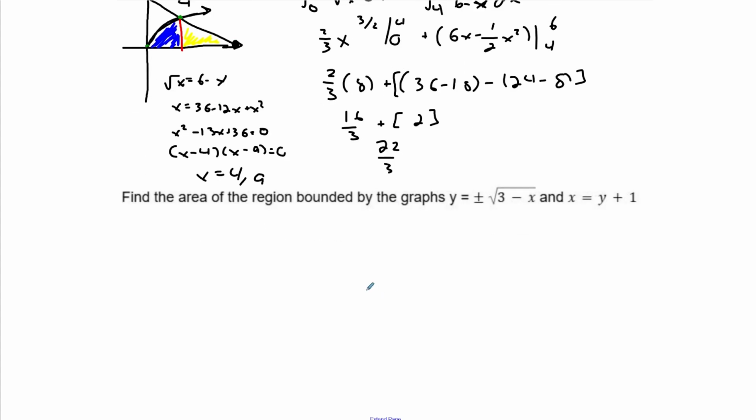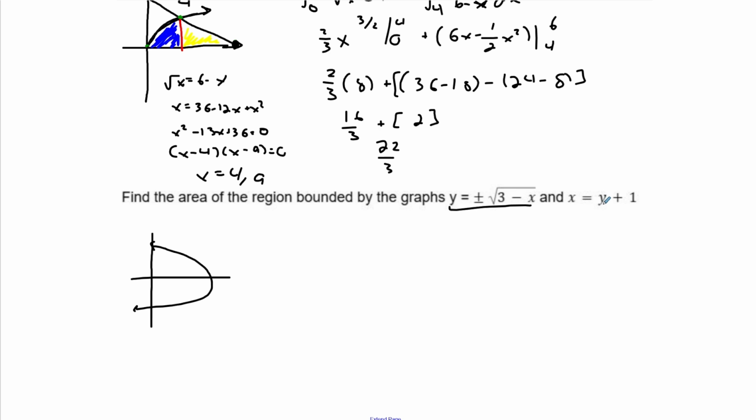Right, then finally we're asked to find the area of the region bounded by the graphs y equals plus or minus square root of 3 minus x. And then we would have x equals y plus 1. So what would this graph look like? Well, this graph is going to look like the following. So we're going to have a graph that looks like this. Okay, so that's going to be y equals plus or minus square root of 3 minus x.